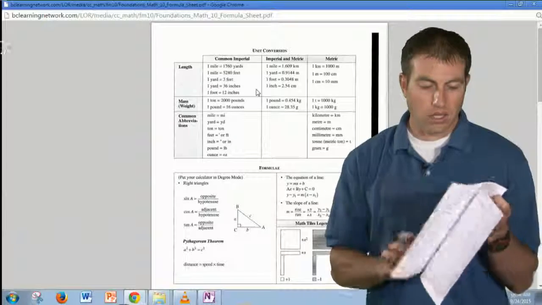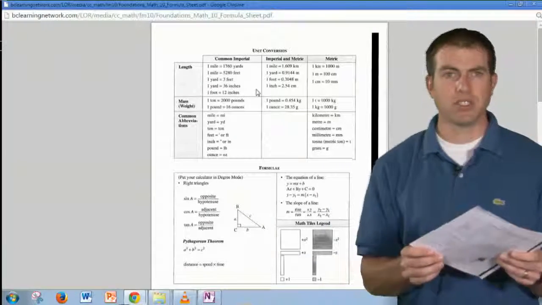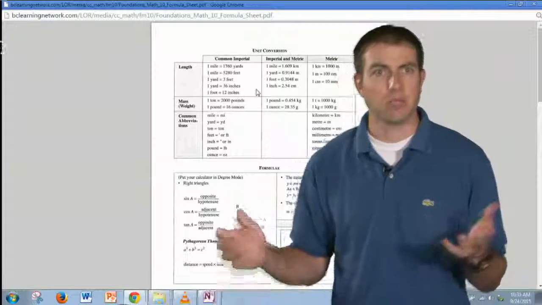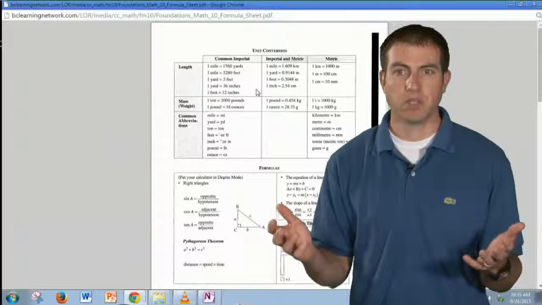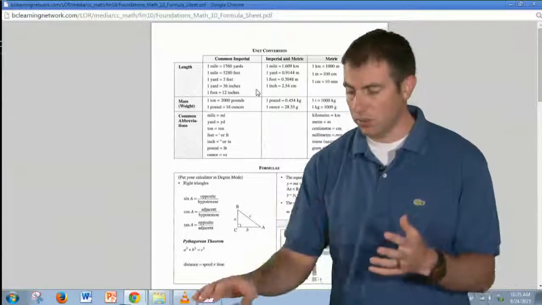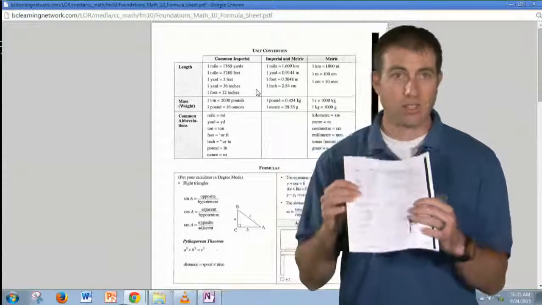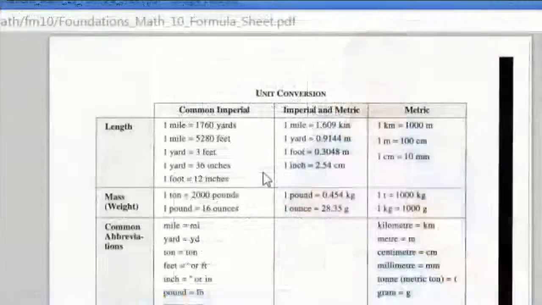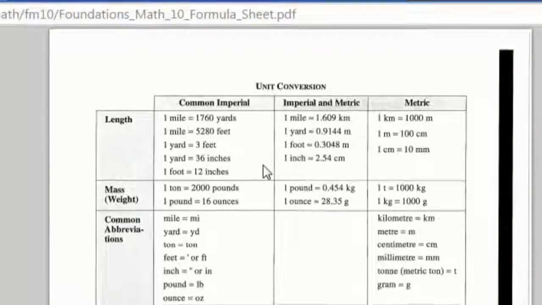So a lot of times you'll be plugging away through your provincial exam and it'll be a question maybe about surface area and you'll be like, oh my goodness, I don't remember the formula for surface area. And yeah, it's on the formula sheet. So all that stuff's in here, please use it. If you haven't printed this off yet, if you could, that would be awesome.